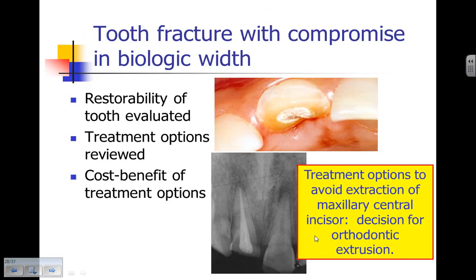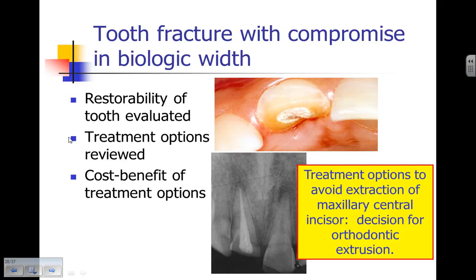But we want to look and evaluate biologic width when the fracture compromises the periodontium. We're going to look at restorability, and the treatment options need to be reviewed with the patient. And in this case, the tooth is endodontically treated. It's sometimes hard at that moment when the tooth is fractured and the trauma has occurred for the patient to make logical decisions, so you keep them comfortable, and you can reschedule them at a time when you can talk about the options.